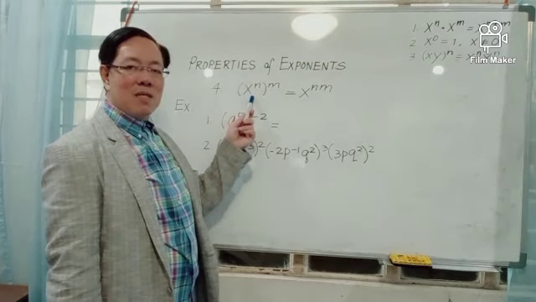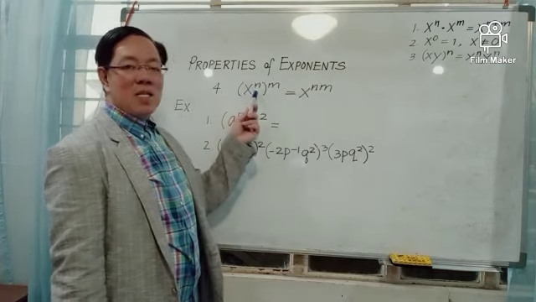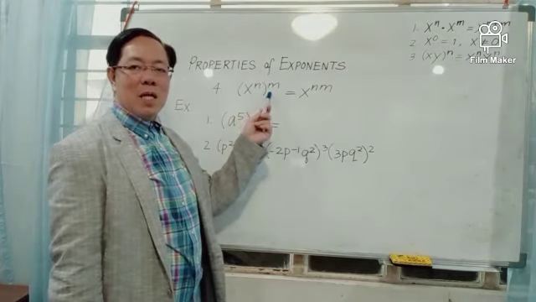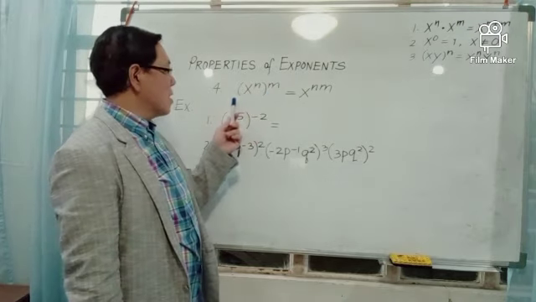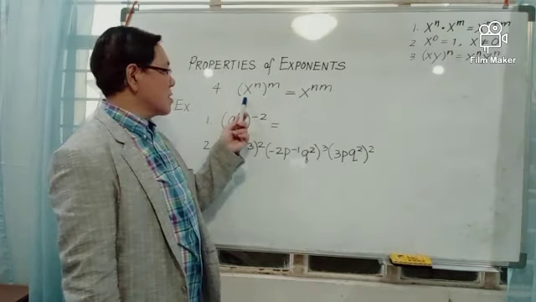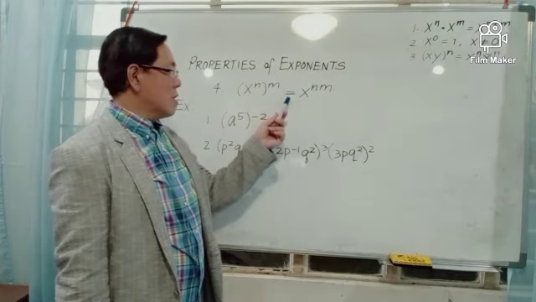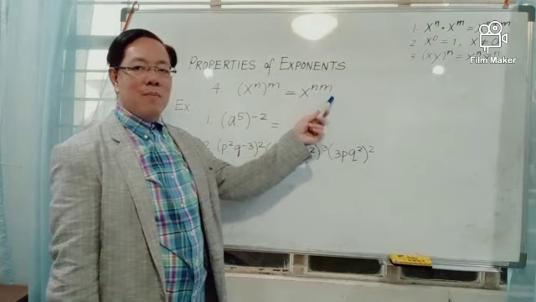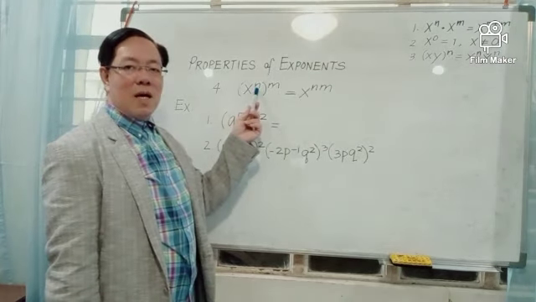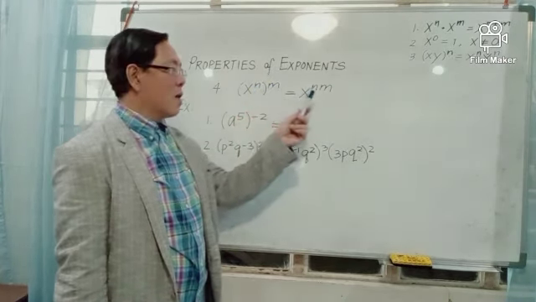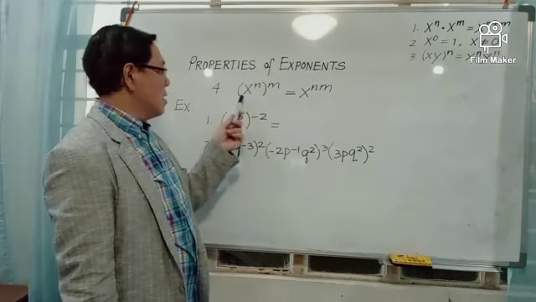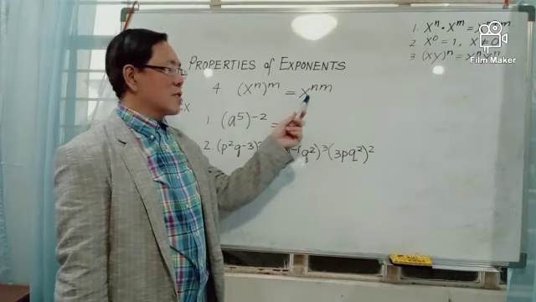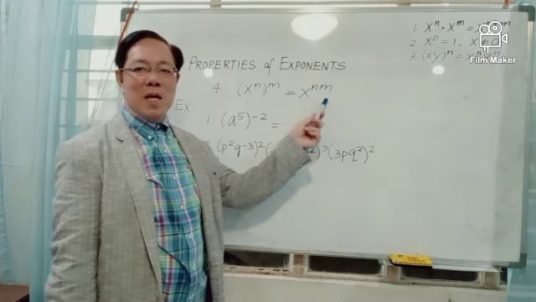But this base has a base of x with an exponent of n. And x to the n is raised to an exponent m. And this property says that x to the n raised to m is equal to x raised to n multiplied by m. The exponents n and m are multiplied. Hence, x to the n raised to m is equal to x to the power n multiplied by m.